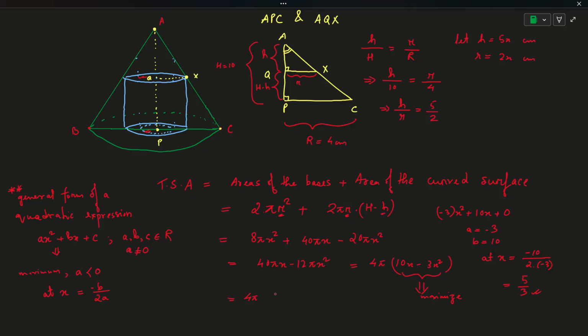For 10x, I will have 50 by 3 minus 3x square. X square will be 25 by 9. I have a 3 multiplied by it, so I will have 25 by 3. So 50 by 3 minus 25 by 3 will give me 25 by 3, and I have to multiply by 4 pi. So 100 pi by 3 centimeter square. This is the maximum possible total surface area.